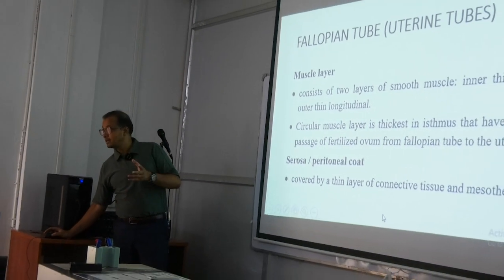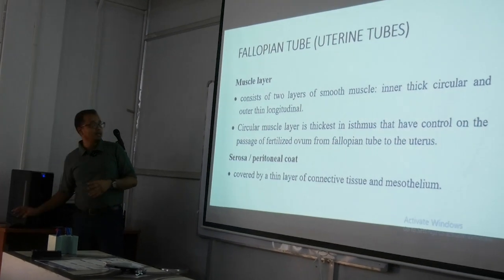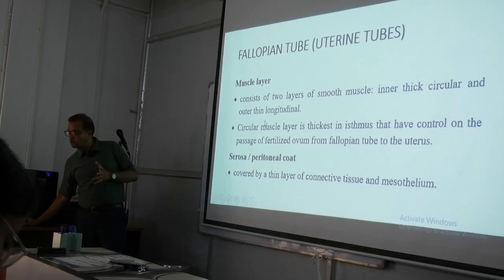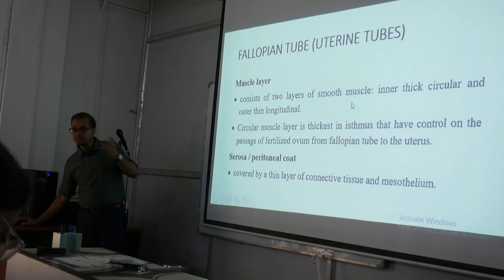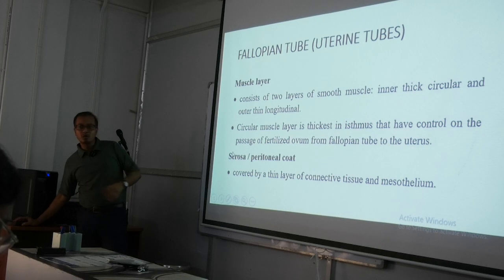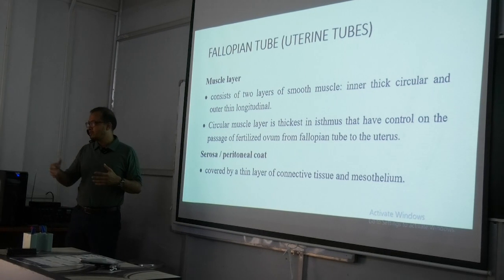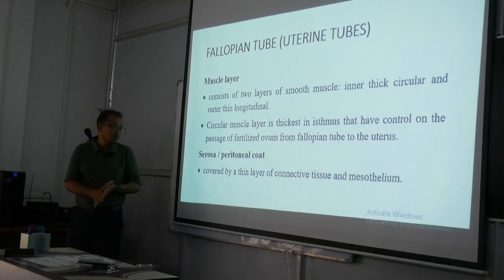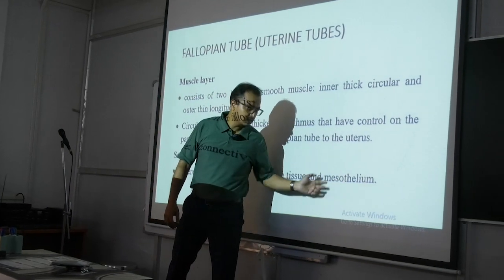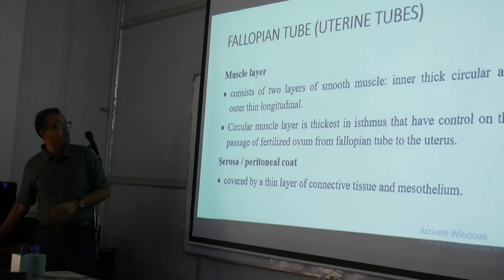Coming to the muscle layer, we mentioned that this needs a lot of peristalsis, so we need a strong muscle base. These muscles are smooth muscles, and they have two layers, inner circular and outer longitudinal. Then there is an outer layer, which is the serous, peritoneal layer, wrapped by the covering that we mentioned, the mesosalpinx, which is the broad ligament, a connective tissue lined by a cell known as mesothelium. So mesothelium, which is made of peritoneal cells, lines this serous layer.